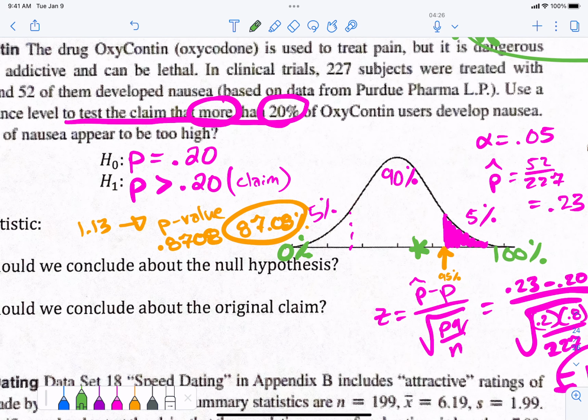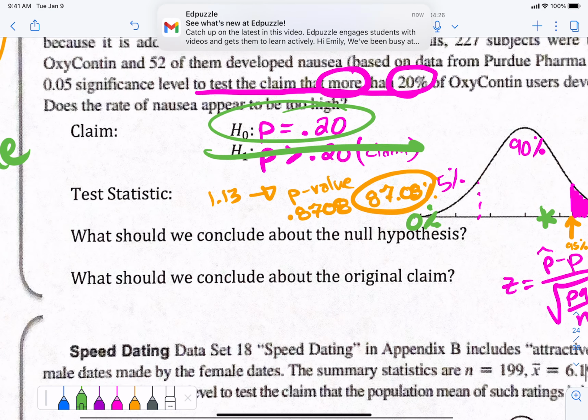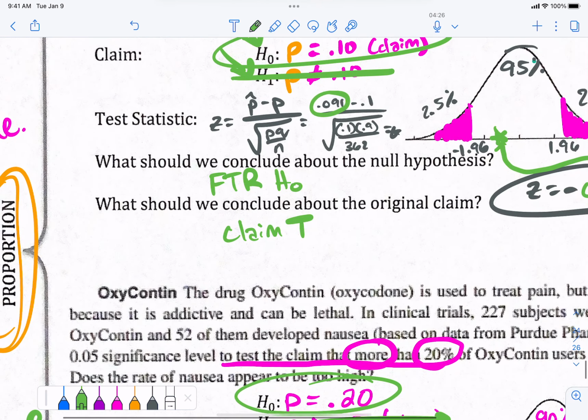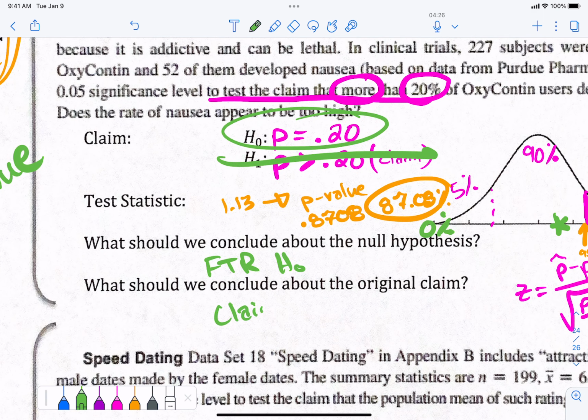So which one are we going to circle? H1? The top one, equal to. Even though 23% for our sample is in fact bigger than 20%, we're saying it's not bigger enough. So that's our result: we have an FTR. Even though we had an FTR up above and our claim was true, here our claim is false, because our claim is the bottom one. It's not greater than 20%.